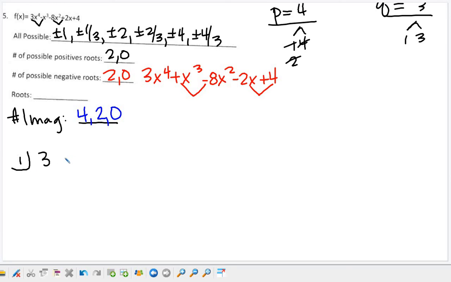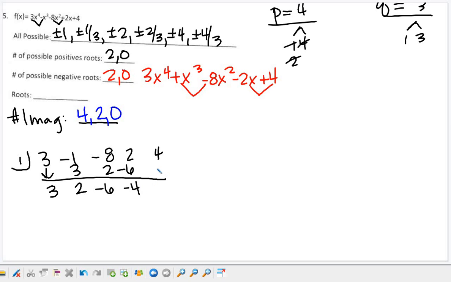So let's start with 1. We have 3. Say 4, 3, 2. Yeah, okay. So 3, negative 1, negative 8, 2, and 4. So bring the first term down. Add. Multiply. Add. Multiply. Add. Multiply. So this is a 4th degree, so this means this is a 3rd degree. So we're going to have to find another one.